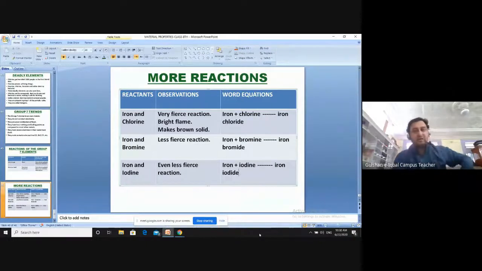The first is iron and chlorine, iron chloride will be formed. The second is iron and bromine, iron bromide will be formed. Number three is iron and iodine, so iron iodide will be formed. Okay, is it clear?